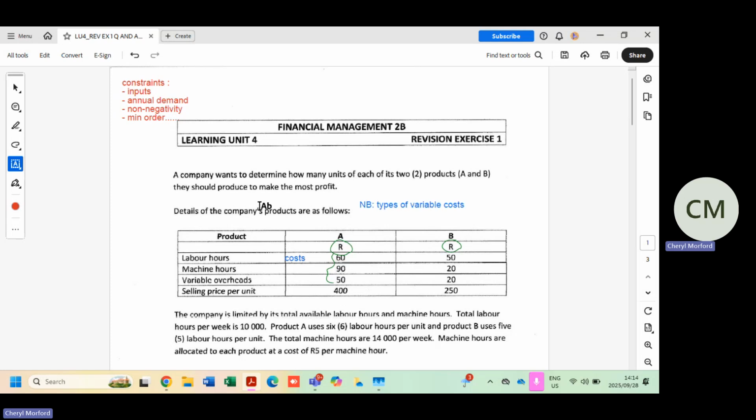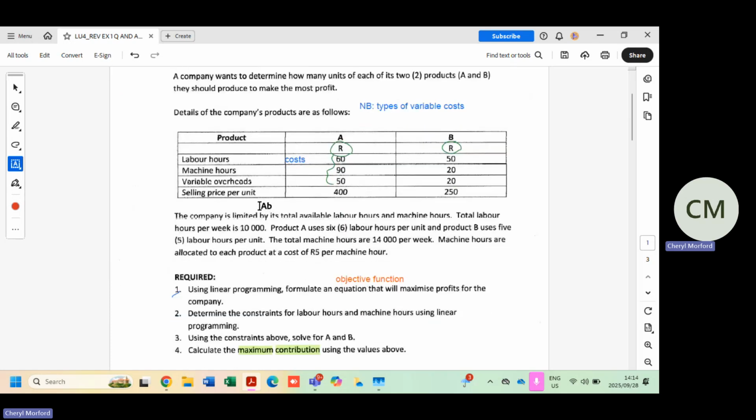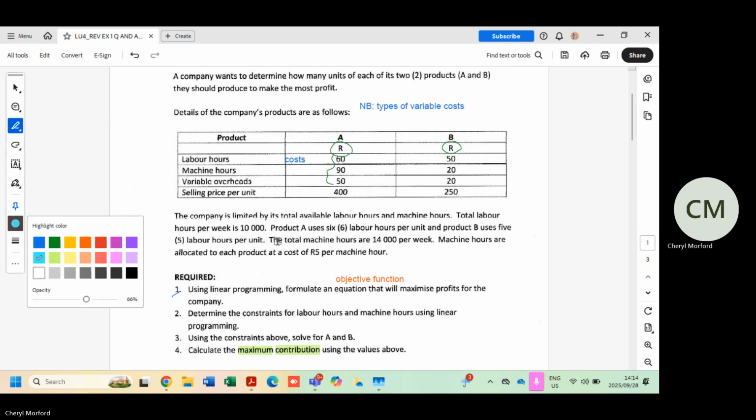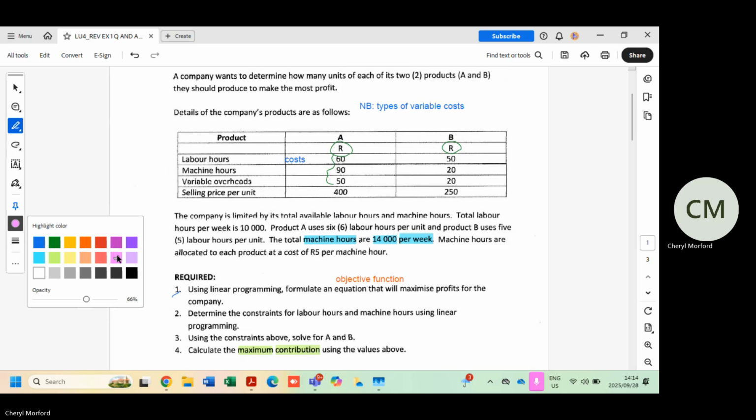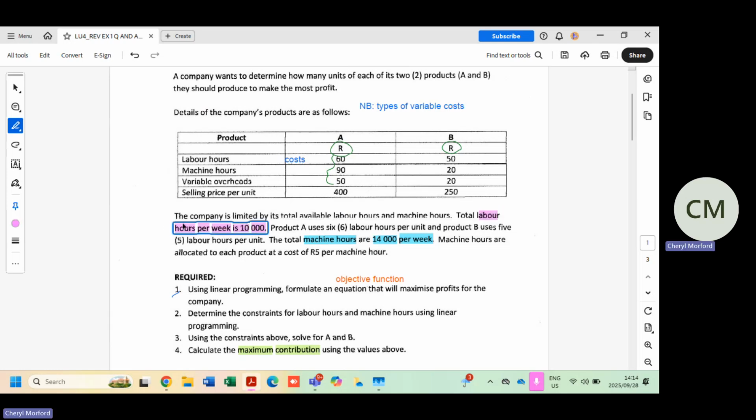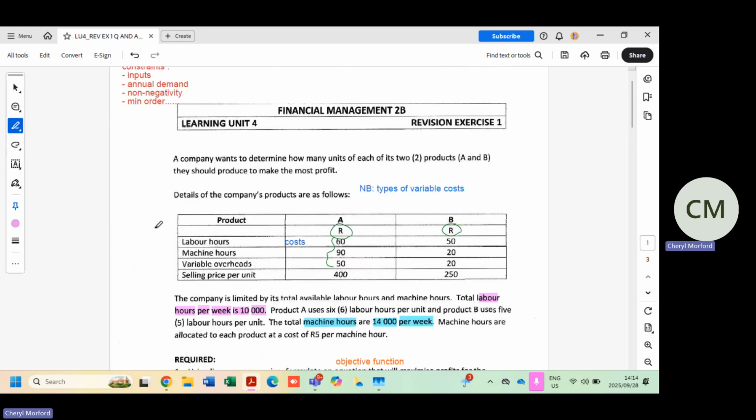Right. So we are going to have, obviously, the 2 constraints, which are for labor hours and machine hours. So let's read the question and unpack it, see what is sitting in there for us. It says the total machine hours, 14,000 per week. And it also says, total labor hours per week, 10,000. So those are the inputs. Those are constraints.